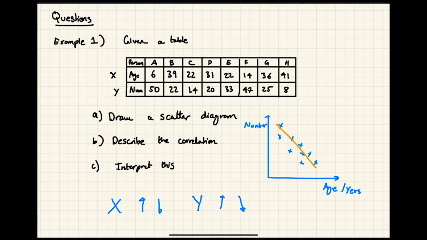And yeah, just substitute it in. So here you've got age and number. You just choose whichever ones you've got. So that's how you do that kind of example.